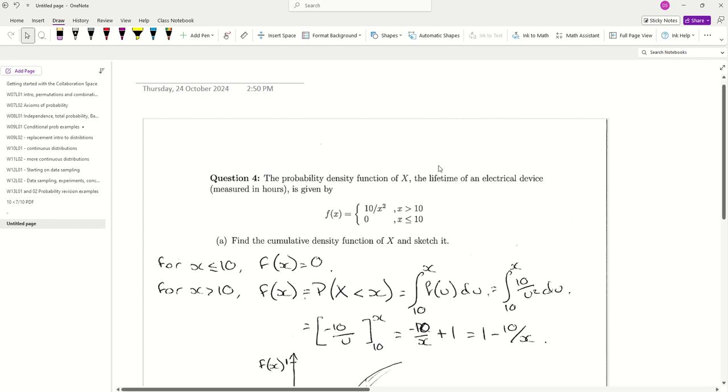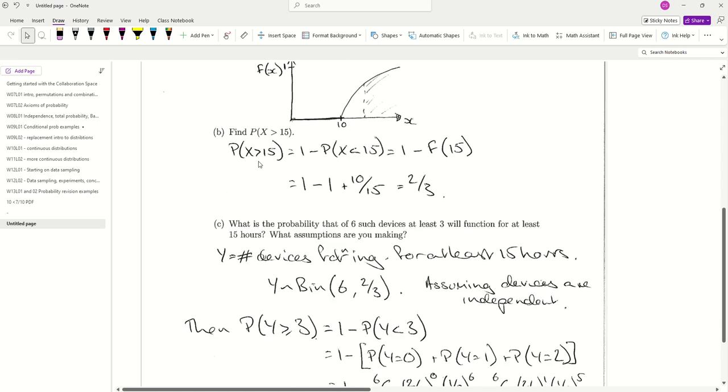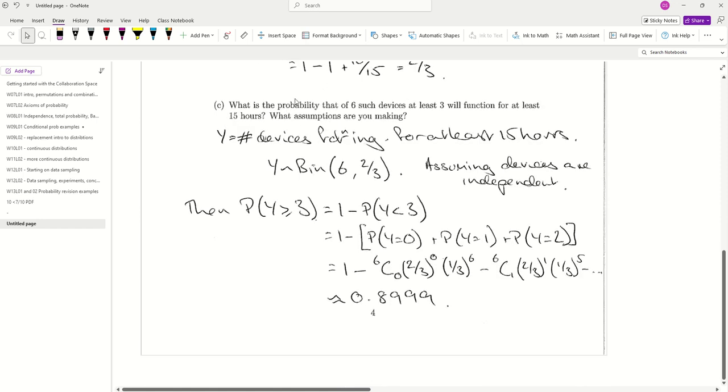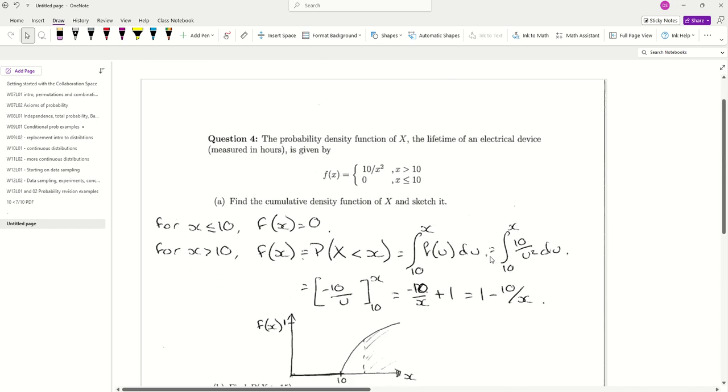So we're given a probability density function for the lifetime of some electrical device. It's here. We're asked to find the cumulative density function. We're asked to find the probability that a single device lasts longer than some time period. And we're asked what's the probability that of 6 such devices, at least 3 will function for at least 15 hours, right? 15 time units.